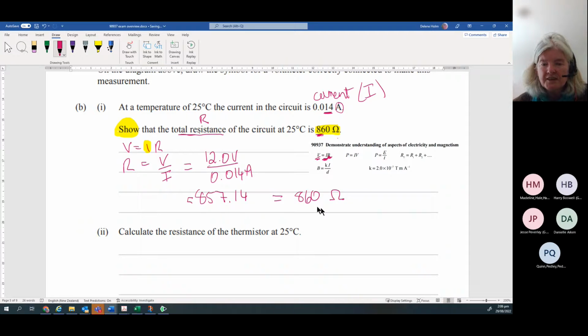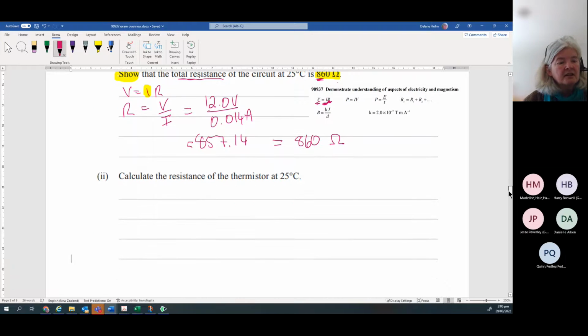Any questions on that? That's a straightforward achieved, but if you missed out those steps, then you wouldn't get anything. So whenever you see the word show, it means they're giving you the answer, so they want you to show every single step the way you got there. Now here it's calculate, and here now they won't mark you down if you don't show every step, but it is nice to work it out.